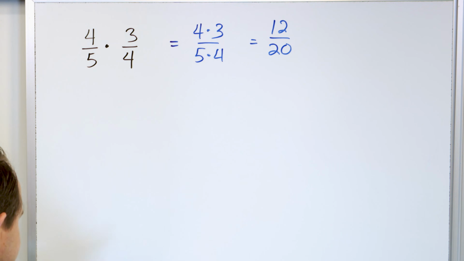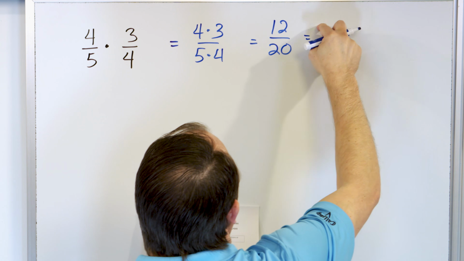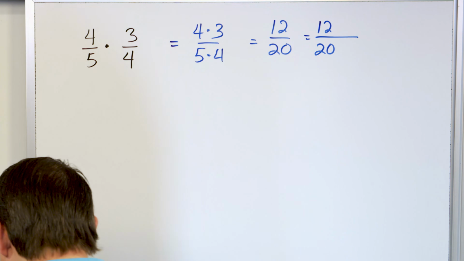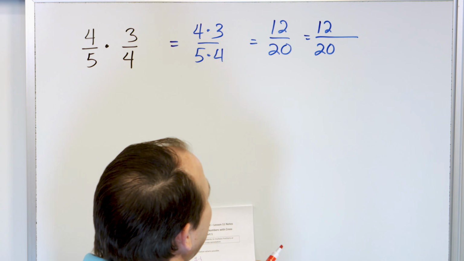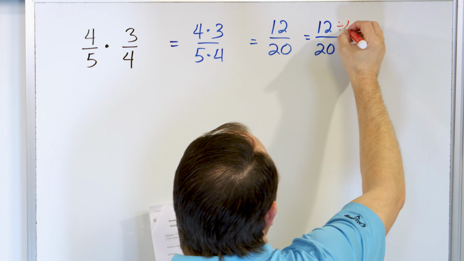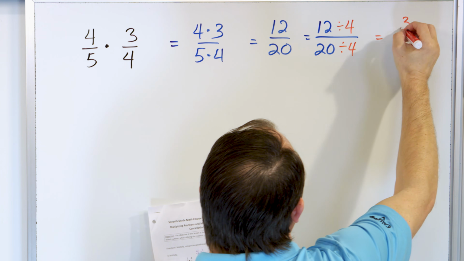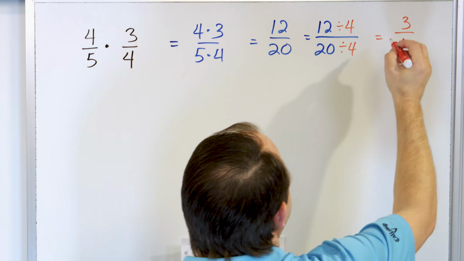Now these are even numbers. We know that we can simplify these. So I write it as 12 on the top and 20 on the bottom. Now what am I going to divide by? I can divide by 2, but if I'm a little more careful, I realize that I can actually divide both of these by 4. And what I get, 12 divided by 4 is 3, and 20 divided by 4 is 5. And the answer is 3/5.